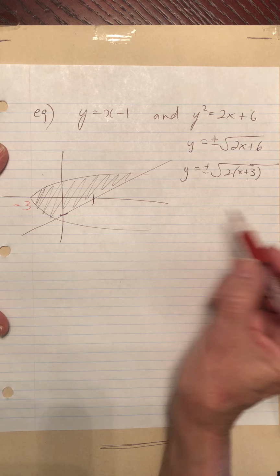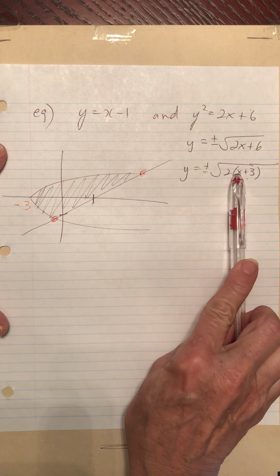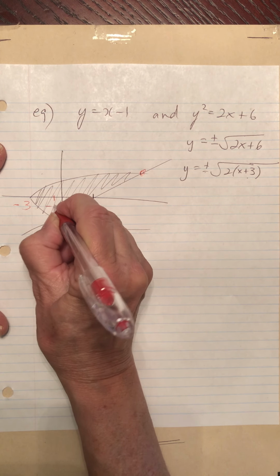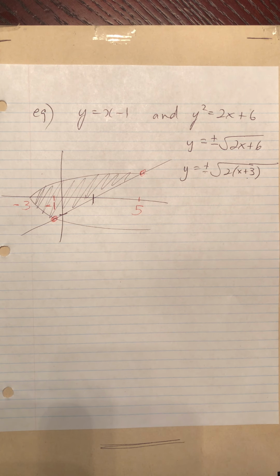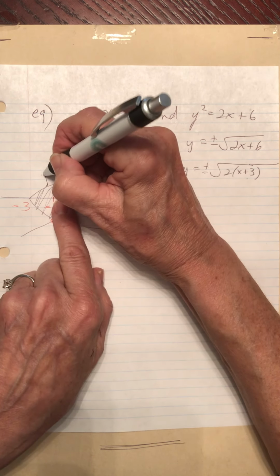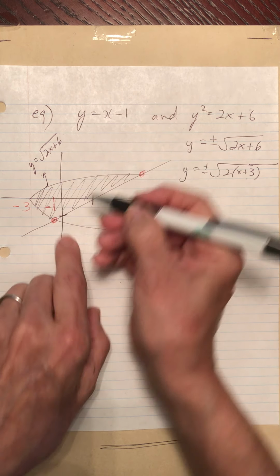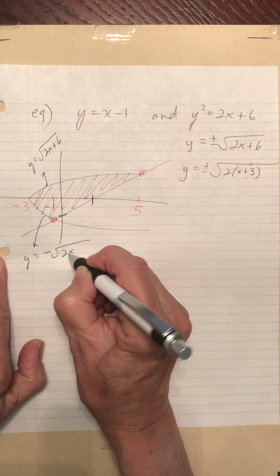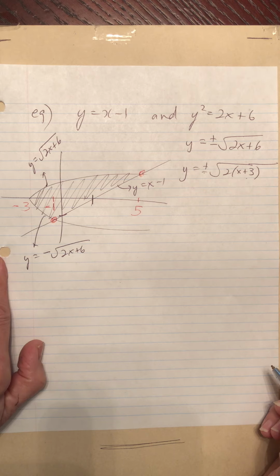I would need to know where these two curves meet. So that would be putting this equal to this and solving. If I did that, I get -1 here and 5 here. So is one graph forever higher than another graph? Well, what are all these graphs? This top radical one would be the square root of 2x plus 6. This portion down here would be your negative square root of 2x plus 6. And this graph right here is your x minus 1.